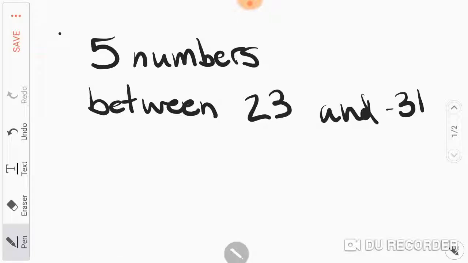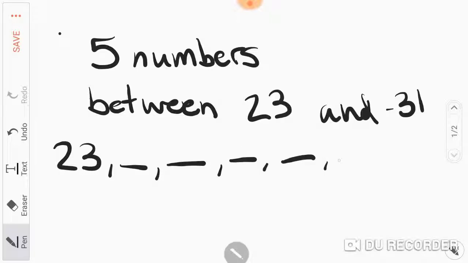Now, the first thing that you need to do when faced with this problem is that you need to write it out. So we have 23, then we have a comma, and then we're going to have our 5 numbers, 2, 3, 4, 5, and then we have our -31.